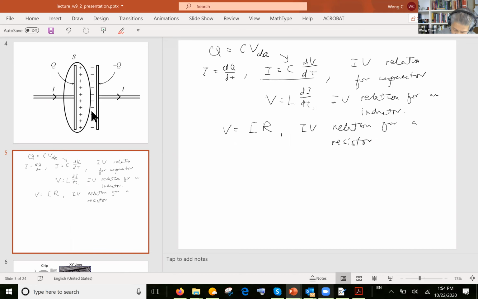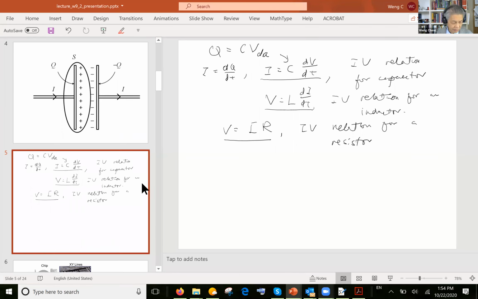The IV relationship for a capacitor, the IV relationship for an inductor, and the IV relationship for a resistor. And then you have almost all the components that you need for using circuit theory. Okay, any questions so far?